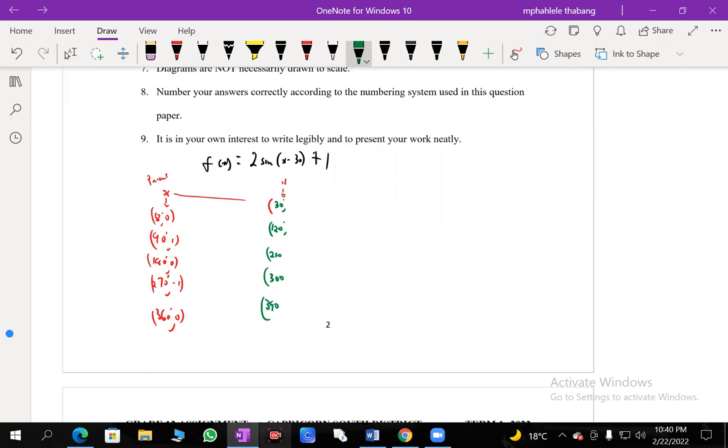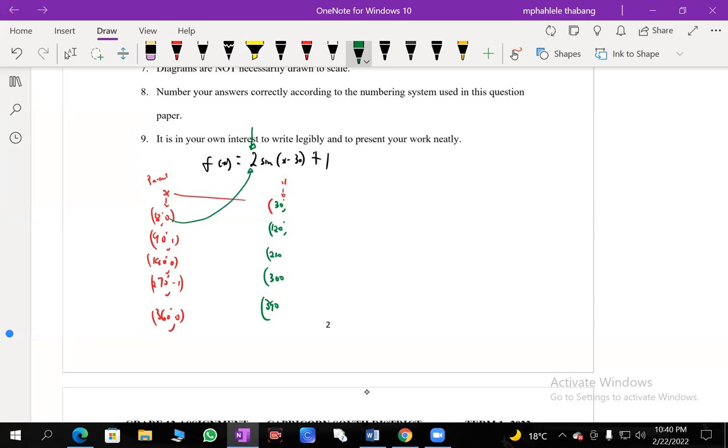Now, let's look at the values of y. What is happening to the values of y? There was a change in the amplitude. What's happening to the amplitude? Obviously, our 0 is multiplied by 2 again.